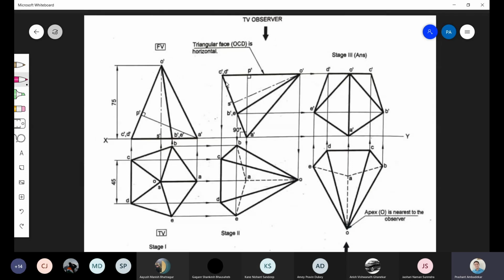So now see, this is a difficulty here. What is the difficulty? In order to make this line horizontal, which is specified in the question, this line means the face O, C and D should be horizontal. Why horizontal? Because it should be parallel to XY line. Now for making this horizontal and parallel to XY line, here this pentagon should be drawn like this.